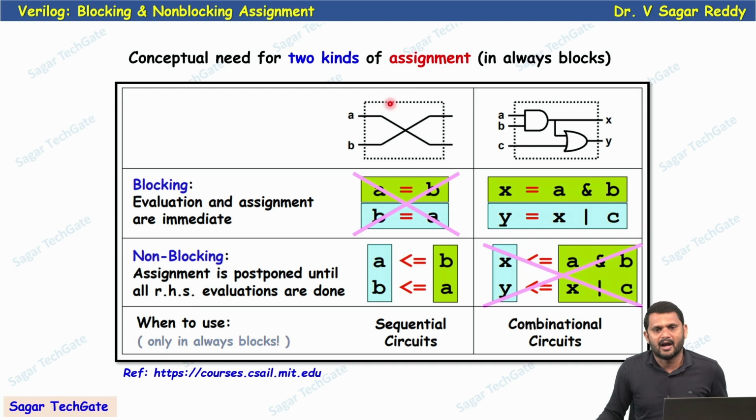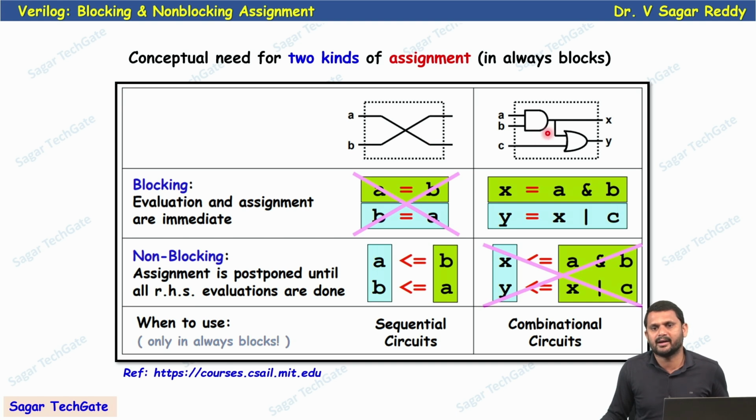So now if I want to swap two numbers, blocking evaluation and assignment are immediate. If I use blocking, it will immediately evaluate and assign. We would see A equal 20, B equal 20, or A equal 10, B equal 10. We won't get the values swapped. So blocking statements are not suitable for this type of modeling.